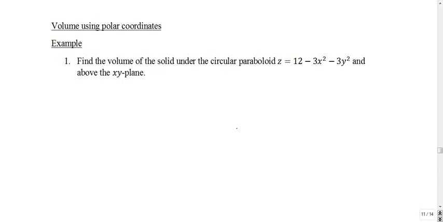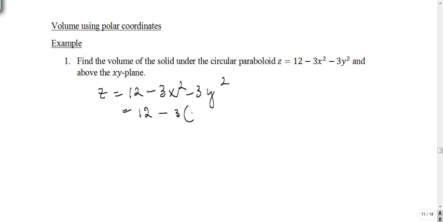Let's do that. So, let's say z equals 12 minus 3x squared minus 3y squared. Recognize that this is 12 minus 3 times x squared plus y squared, and this is equal to 12 minus 3r squared. Okay, this is what you're doing. Any questions?